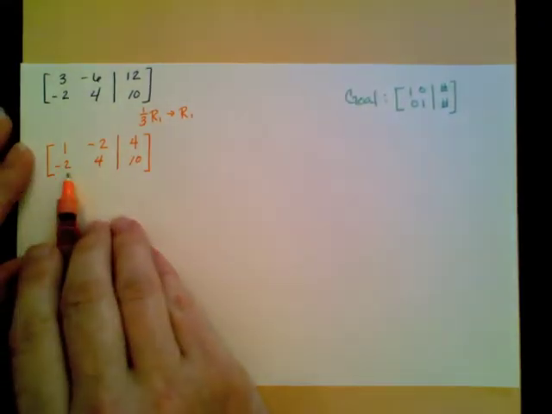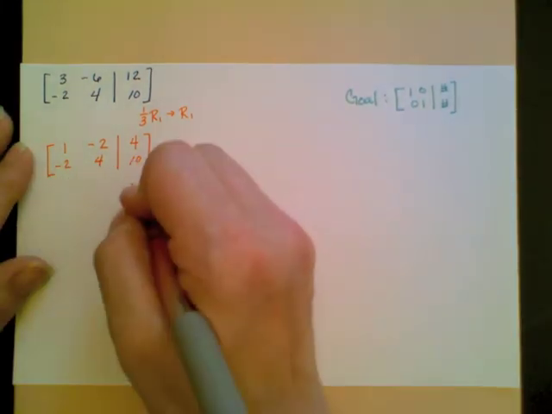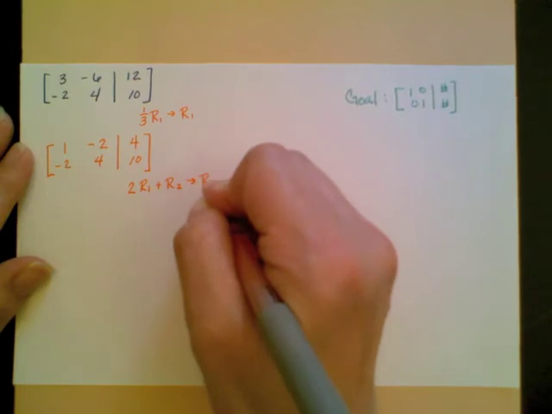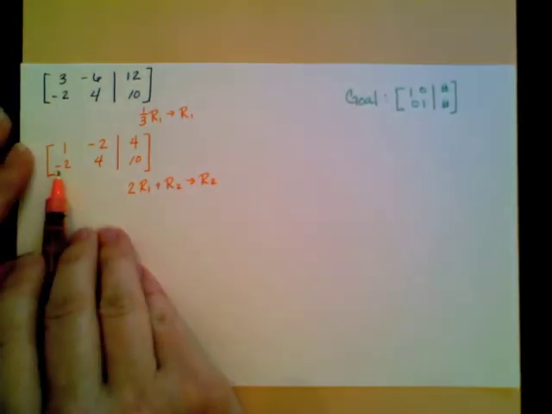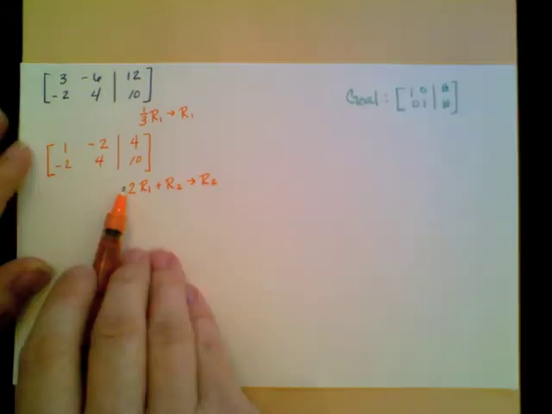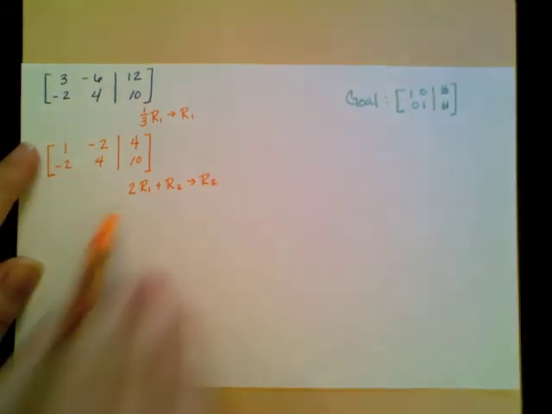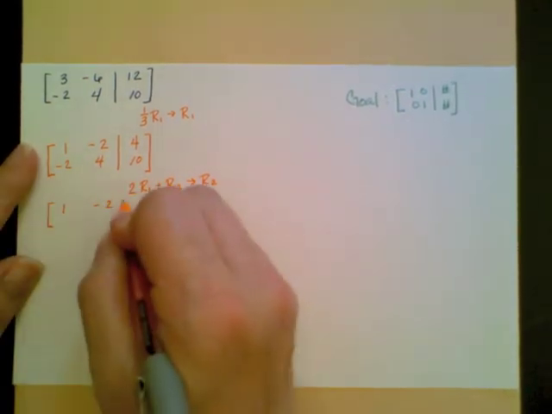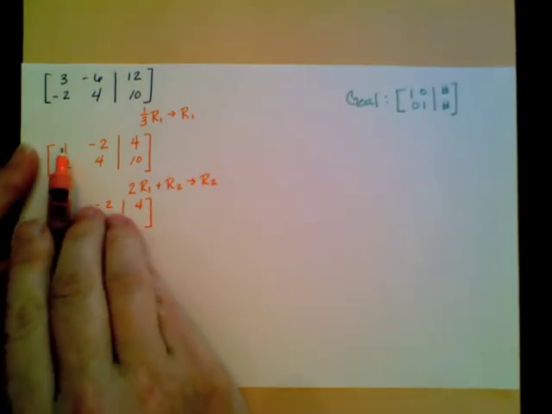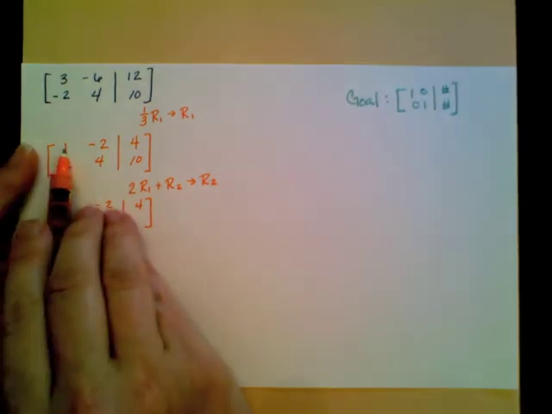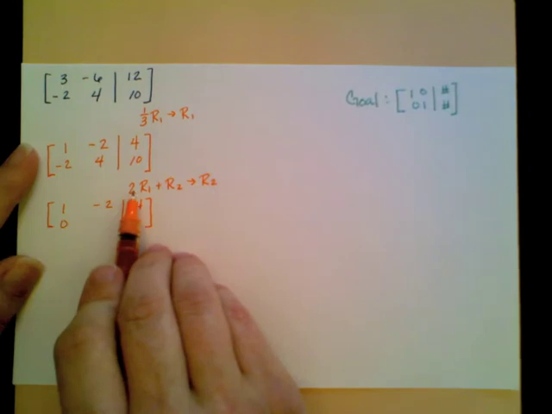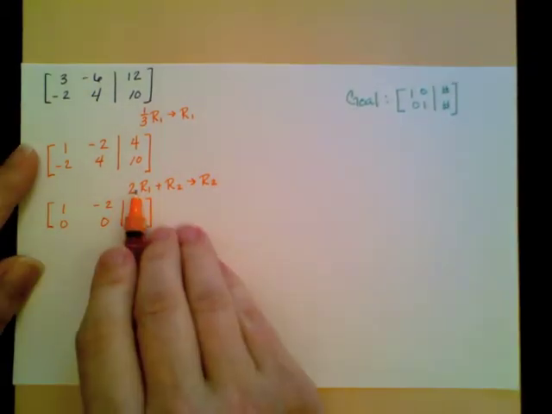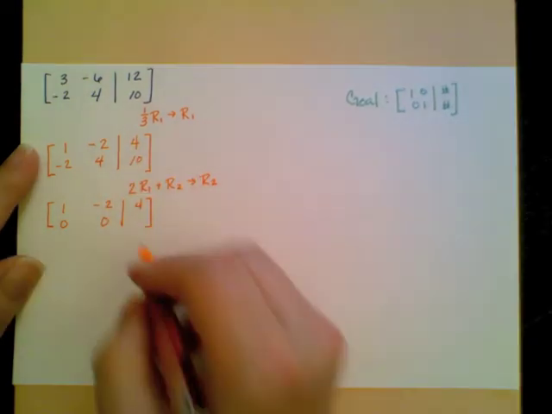And now I want to change this -2 into a 0. So I'm going to do 2 times row 1 plus row 2, and I'm going to store that in row 2. The reason I'm choosing a 2 is it's the opposite of -2. So it has the same absolute value, but it has an opposite sign. That's what I mean by opposite. So I'm going to recopy row 1 because that doesn't change. And 2 times 1 plus -2 is 0. So 2 times -2 is -4 plus 4. Well, that's also 0. 2 times 4 is 8 plus 10 is 18.